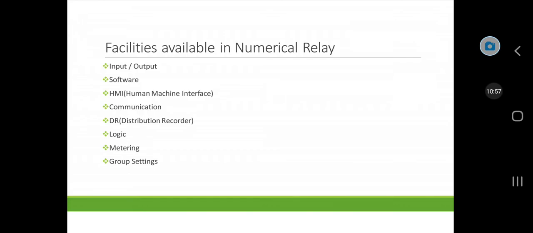Communication is the fourth facility. This is done with the relay by the PC through software for the respective make of the relay. The relay can be set, configured, and read by the PC, and the stored data can be taken into the PC for analysis.